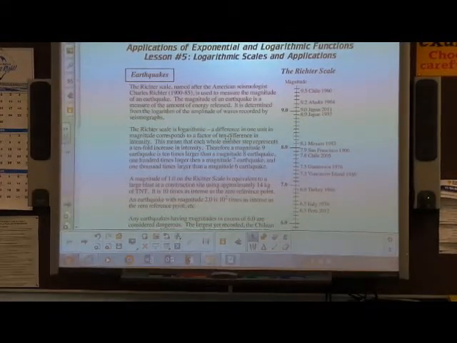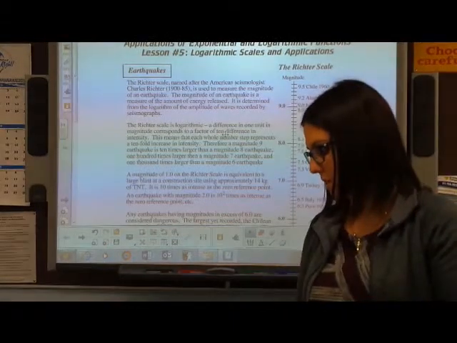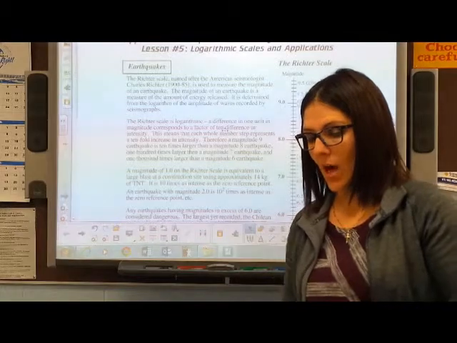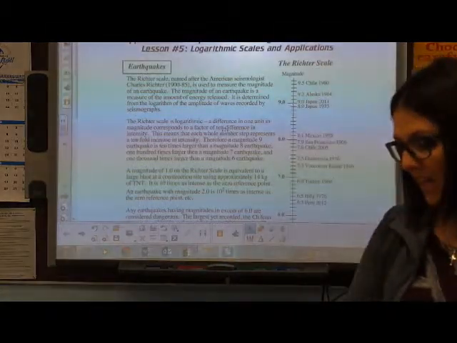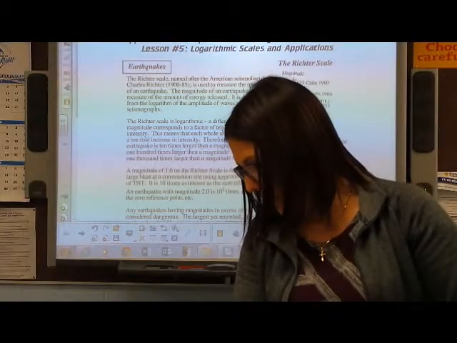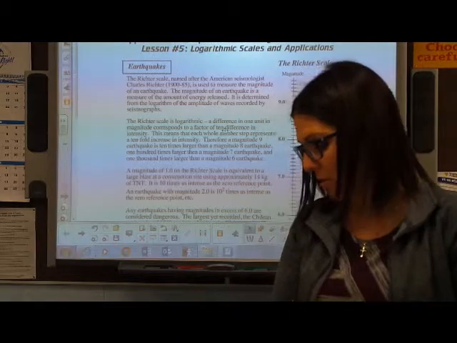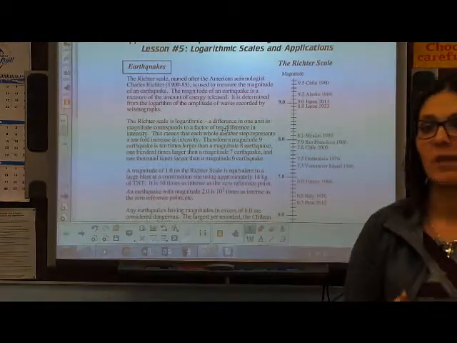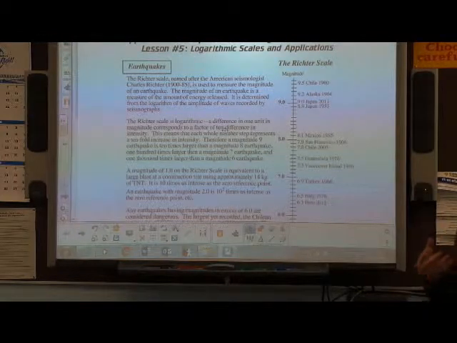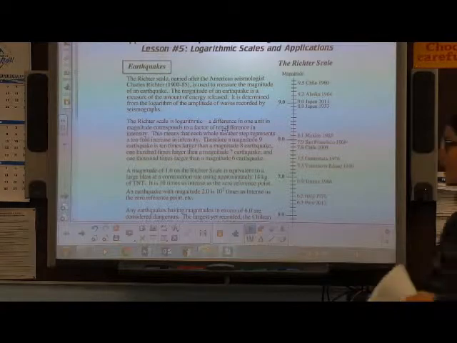So lesson 5, which is the last lesson of our log and exponents unit, has to do with log scales and applications. According to the program of studies, formulas will be given for any problems involving log scales such as decibels, earthquakes, intensities, and pH. So you'll be given the formula to work with, but we still need to develop an understanding of how these scales were formed.